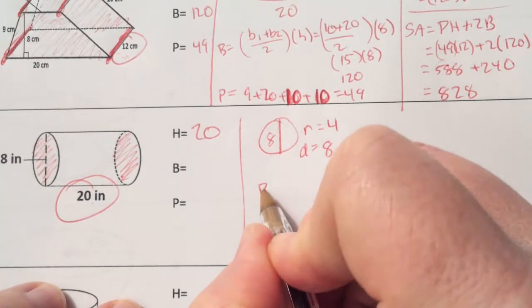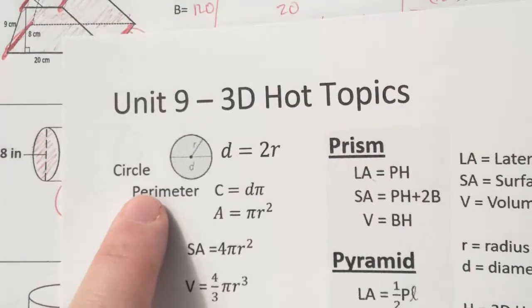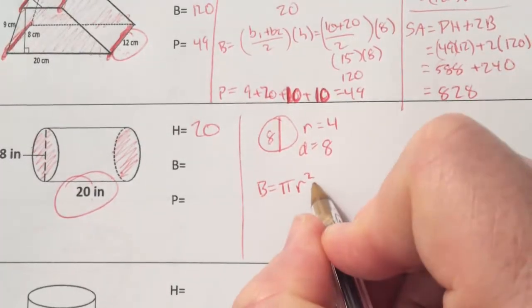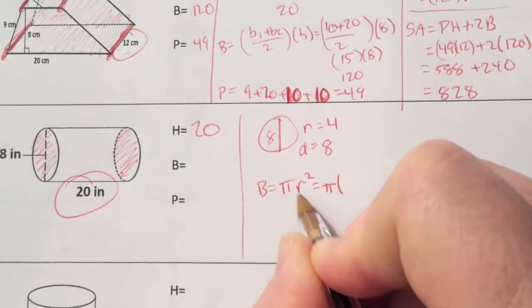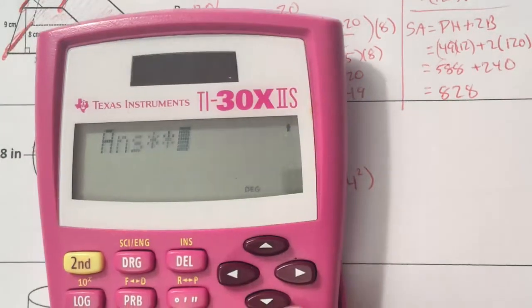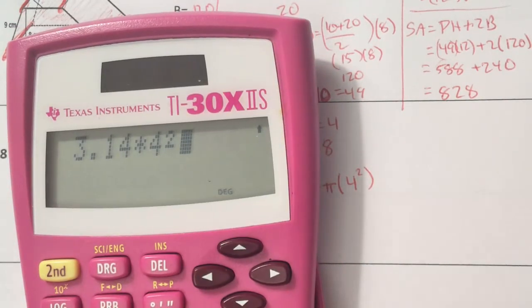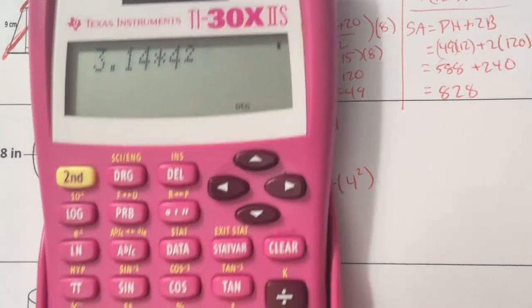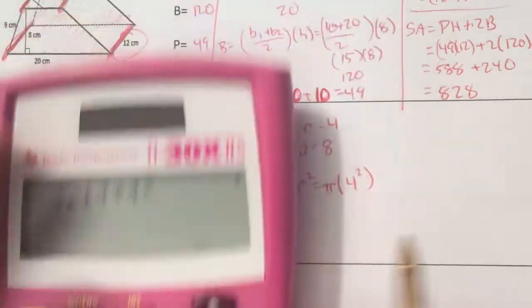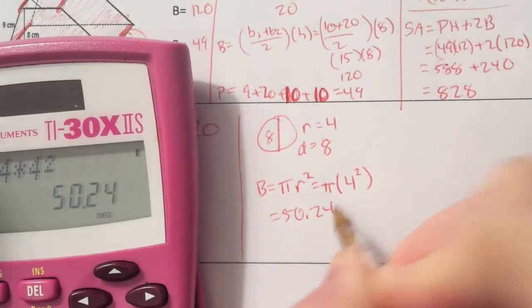All right, so base area is pi r squared because it's the area of a circle. And what's the area of a circle? Pi r squared. So in this case, it's pi 4 squared. So in our calculator, 3.14 times 4 squared. So I got the square right there. You put that in the calculator, and you get 50.24.